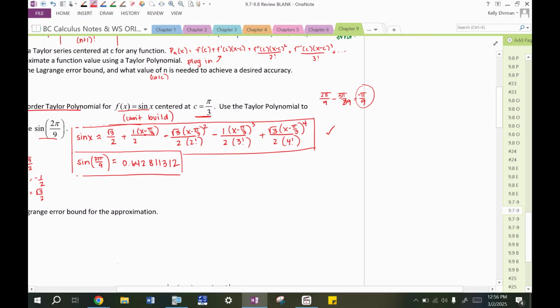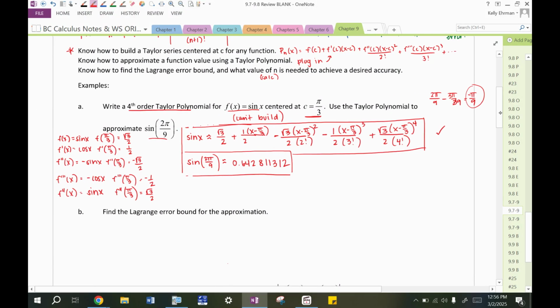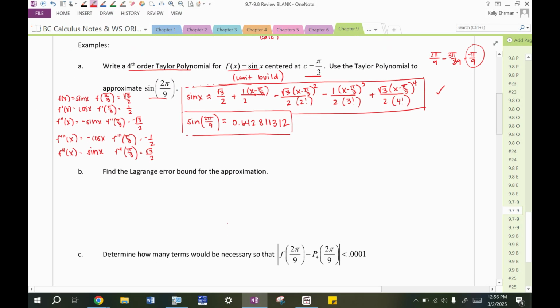Okay. All right, so what else do we need to do? We just approximated something, so how good is that approximation? Find the Lagrange error bound for the approximation. So we used a fourth order. So this is asking me, okay, there's an actual sine of 2 pi over 9 value. The difference between that and your fourth order Taylor polynomial approximated at 2 pi over 9, what is that equal to? That's equal to the remainder, the fourth order, at 2 pi over 9.